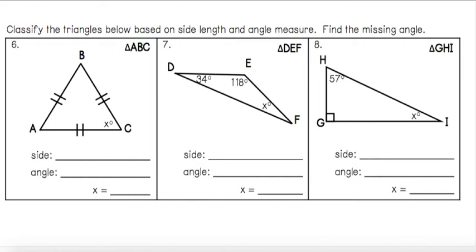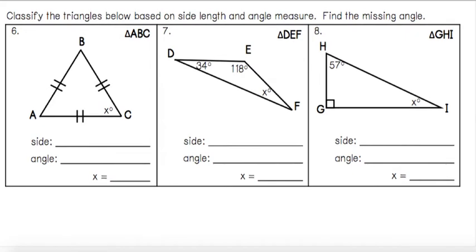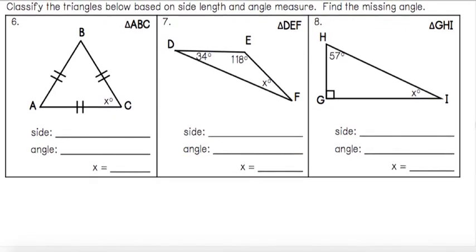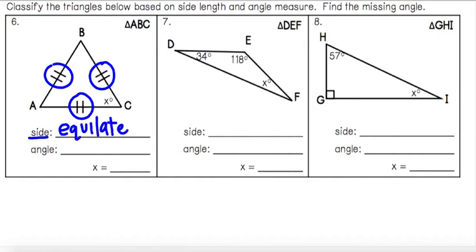It says classify the triangles below based on their side and angle. All right, and then it says find the missing angle. So number 6, we notice that it has these indicators here. It says that all 3 of them are the same length. And if you look back in your notes, all 3 sides being equal is called an equilateral triangle. They all are equal with equilateral. And angles, they also are going to have all equal angles.